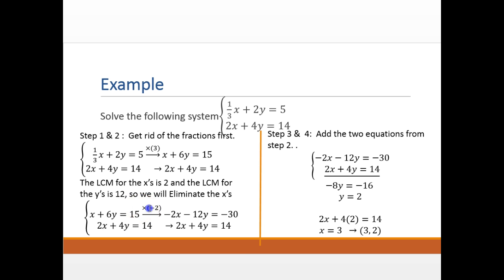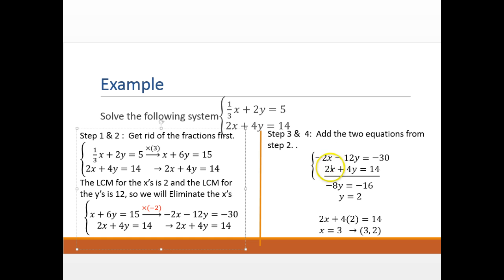The top one, I need to make it opposite. So I'm going to multiply the top one by negative 2. That's where this negative 2 comes from. So negative 2 times x is negative 2x. Negative 2 times 6y is negative 12y. And negative 2 times 15 is negative 30.